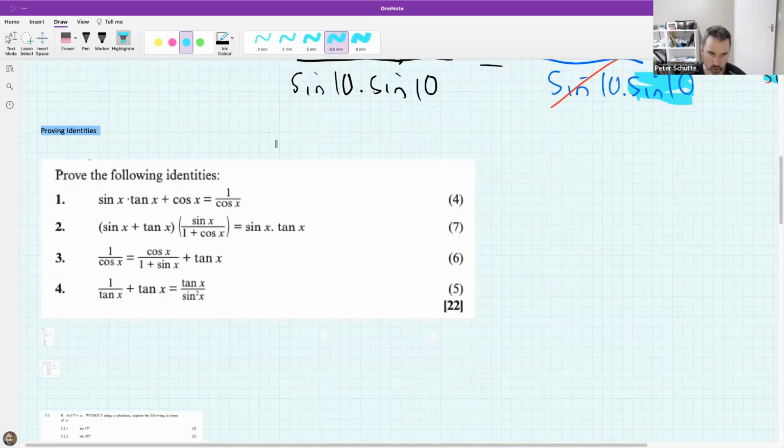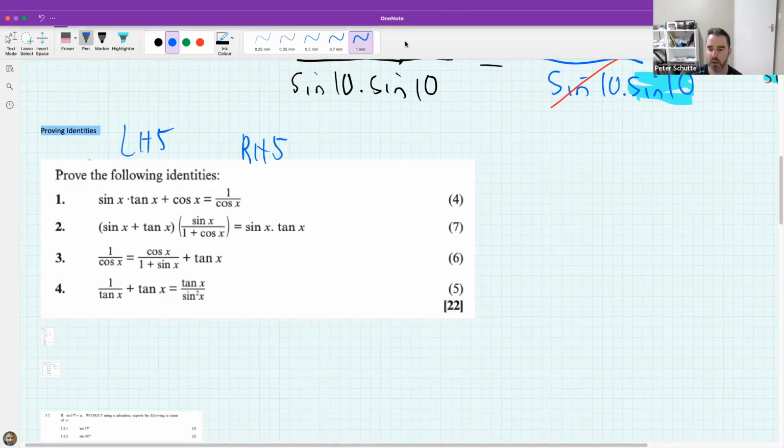And the way these work is you have to basically choose one side to work with. Normally you choose the harder side to work with, and then you try and make it equivalent to the other side. So of these two sides, we'll say this side is the left-hand side, and this side is the right-hand side. Which one looks more tricky to you? Let me know in the chat.